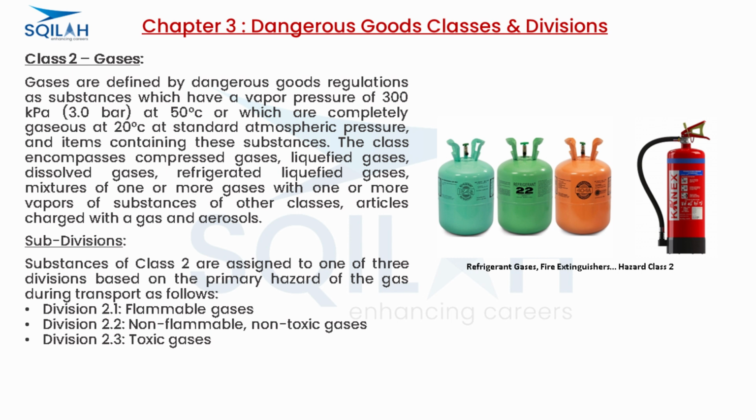Subdivisions. Substances of Class 2 are assigned to one of 3 divisions, based on the primary hazard of the gas during transport as follows. Division 2.1, Flammable gases. Division 2.2, Non-flammable, non-toxic gases. Division 2.3, Toxic gases.